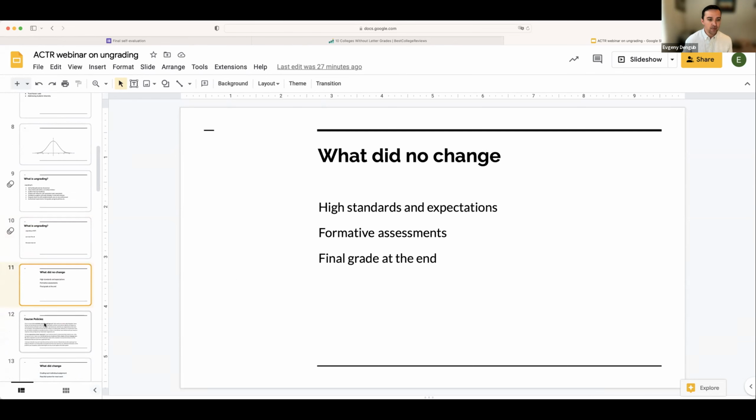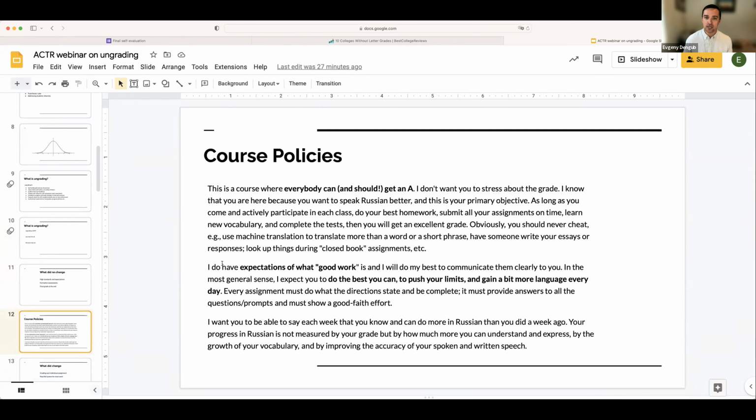Let me give you an example of the course policy language that I include in my course policies. I say that this is a course where everybody can and should get an A. I don't want you to stress about the grade. I know that you are here because you want to speak Russian better, and this is your primary objective. As long as you come and actively participate in each class, do your best on homework, submit all your assignments on time, learn new vocabulary, and complete the test, then you will get an excellent grade.